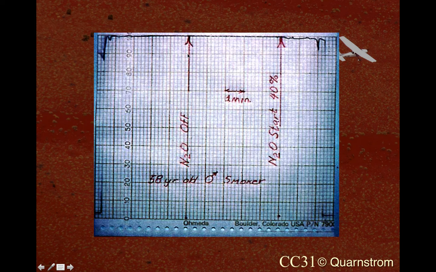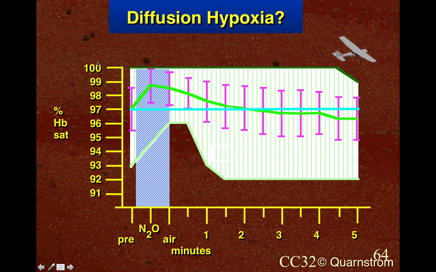And then we marked here when we took the mask off, we didn't oxygenate, and then we watched the saturation for the next 5 minutes. In this case, this is where we took the probe off the finger. And this was our findings. This is percentage of hemoglobin saturation. Down below here, this is when they came into the office. The lowest person we saw had a saturation of 93.